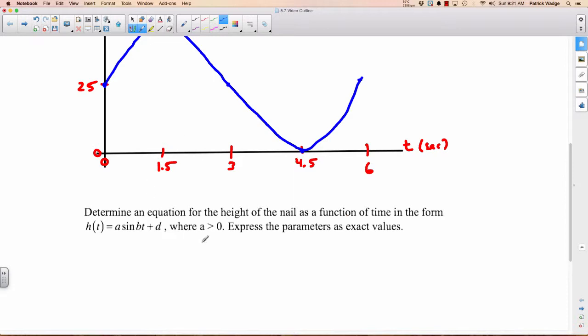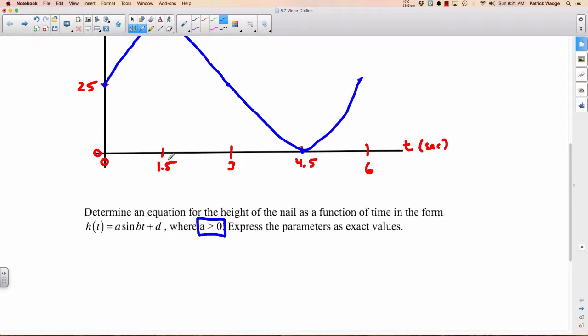By the way, this a is greater than 0. This will always be the case for what we do this year. In pre-calculus 12, we look at when a is less than 0 as well. Just makes it a little bit easier for us. So you'll notice there's no C value. We told you we'd never have to worry about phase shifts.